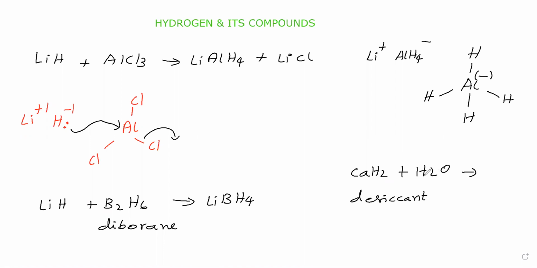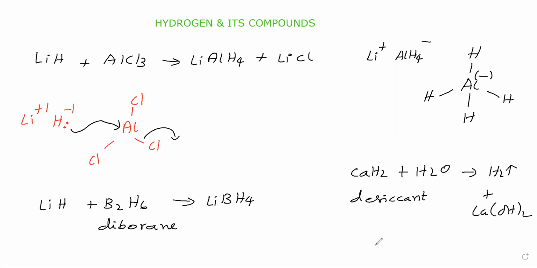It absorbs water and becomes what? This H minus takes H plus and becomes hydrogen gas. Calcium ion takes hydroxide ion and becomes calcium hydroxide. Therefore, calcium hydride is used as a desiccant, a drying agent.